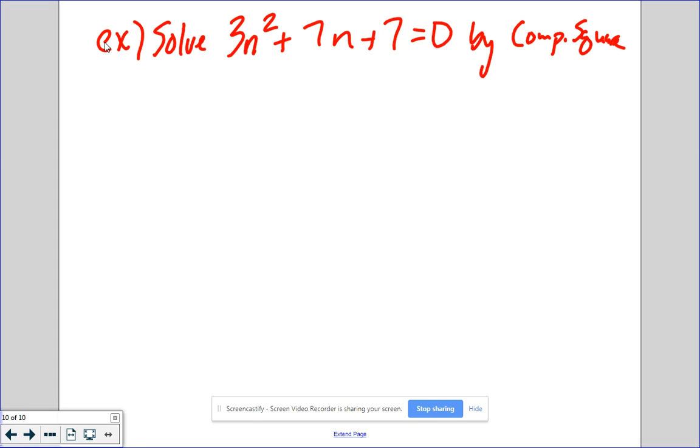So, what is step 1 of completing the square? Make sure a equals what? 1. Does a equal 1 in this case? No, so what do I have to do to make a equal 1? Divide by a. So in this case, we're going to divide everything by 3. So I get n squared plus 7/3 n plus 7/3 equals 0.